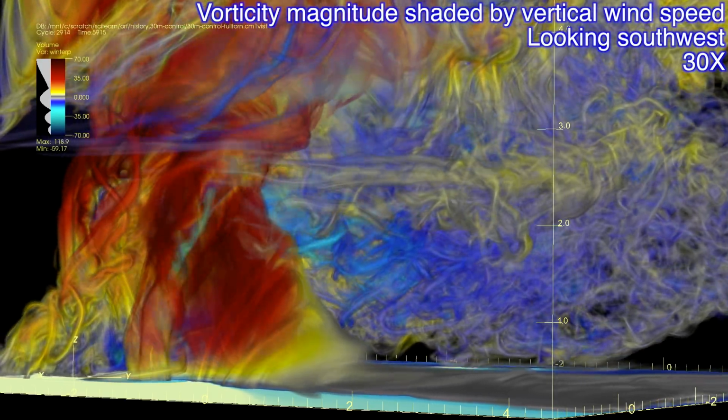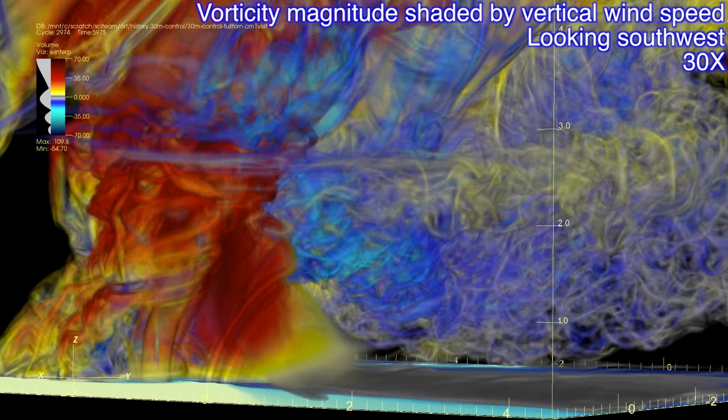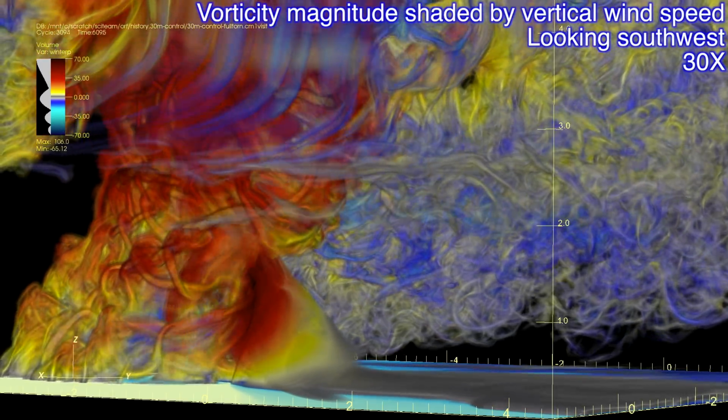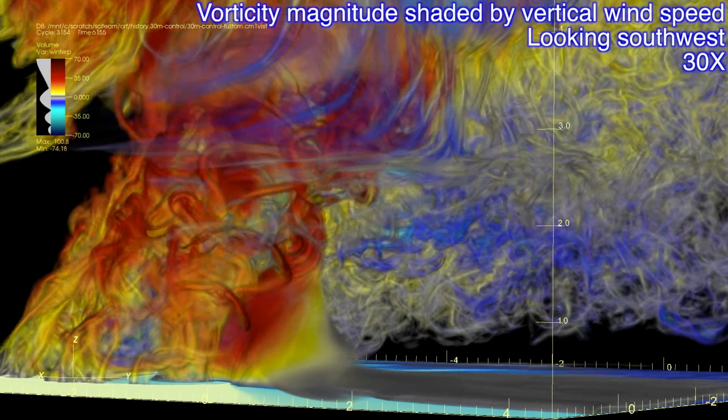And now the tornado is taking on a two-celled structure with a downdraft in its center. This has also been verified by chamber models and other models. So everything looks pretty darn good.